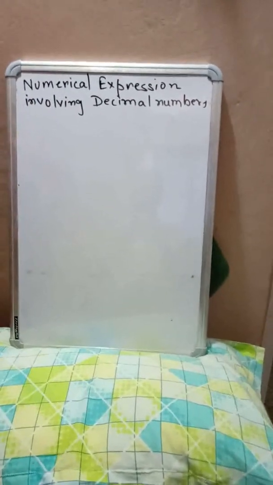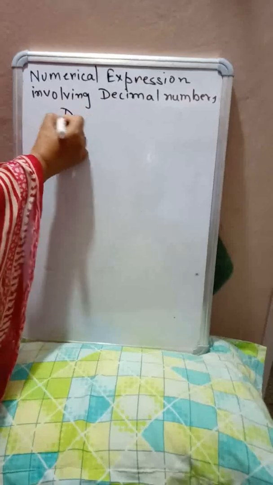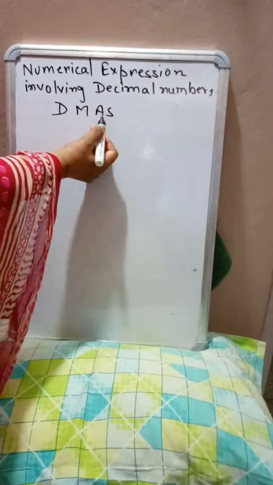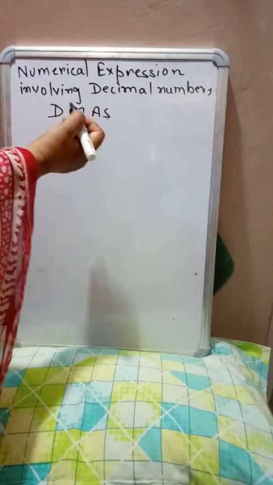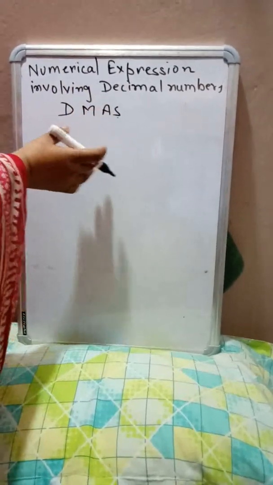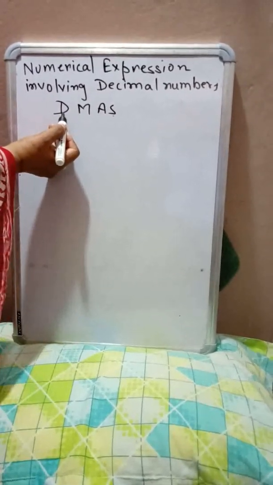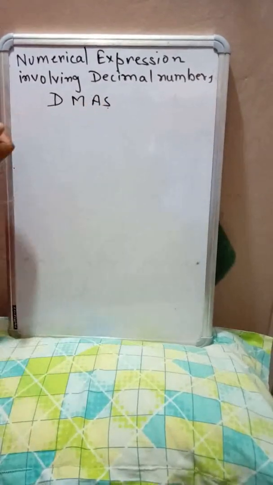So here, children, the method is the same. Whenever we are solving a numerical expression, we have to follow the rule DMAS. D is for division, M is for multiplication, A is for addition, S is for subtraction. So whenever there are two or more mathematical operations in order to solve the simplification, we have to start with division, then multiplication, then addition and then subtraction. So here we are going to solve the decimal numbers.